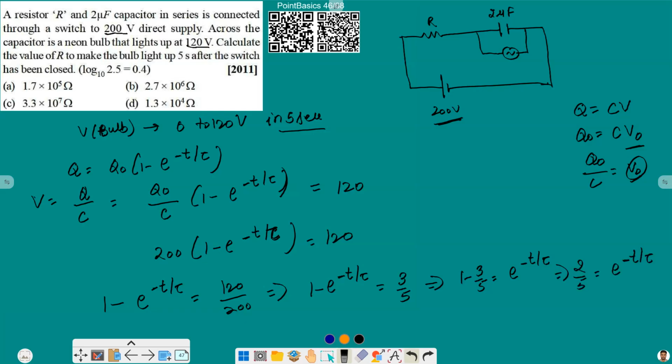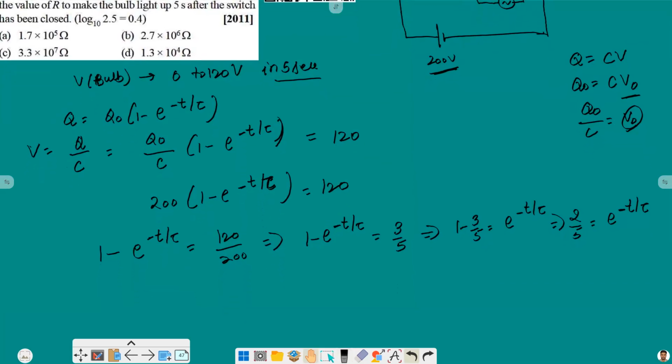Now we can write it by taking ln of both sides. So it will be ln of 2 by 5 is equal to -t by tau. Adjusting the negative sign, we will get ln 5 by 2 is equal to t by tau. And the value of t is 5 seconds, we already know, and ln 5 by 2 is ln 2.5, and the log 10 of it is mentioned as 0.4.